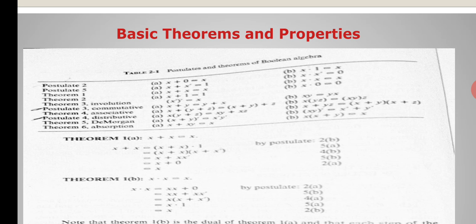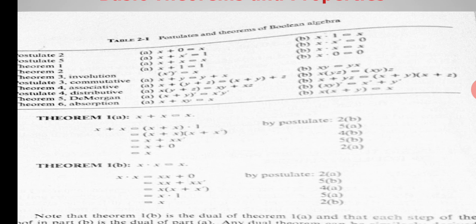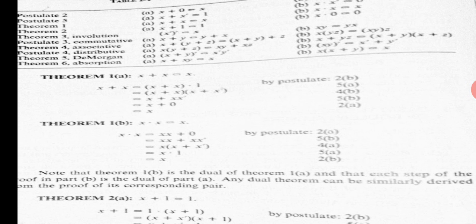Now in the same case you can see the rest of the laws as well, say involution law or commutative, associative, distributive, De Morgan's and absorption law. So each and every law will be having its own proof or its own set of proof. You can note it down, and I will explain how exactly you can make use of this law for the theorems. So you can check the theorem 1, how exactly you can solve the theorem 1.